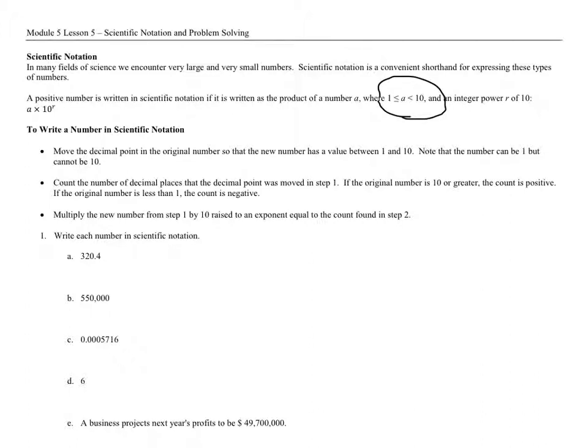So let's take a look at the first one here. I'm going to first make a number between 1 and 10. So it's going to be 3.204 times 10, and now we need to figure out the power. Well, I moved the decimal point 2 places, right? So it's going to be 10 to the second. The count is positive because the original number is greater than 10.